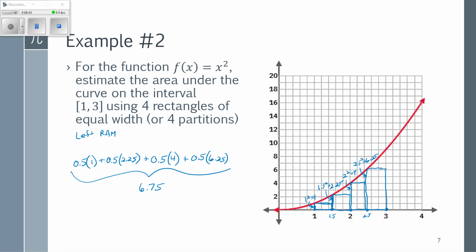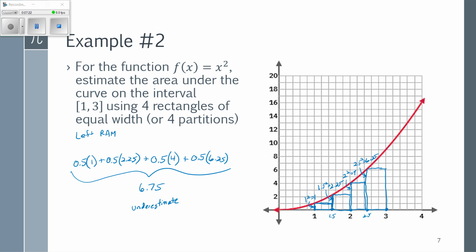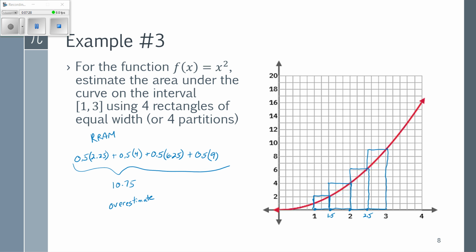So with LRAM, if I go back and look at my work here, all of my rectangles were underneath the function. I didn't cover all of the area. And so I can see, because the rectangles are underneath the function, this is an underestimate. But when I look at RRAM, all of my rectangles are over the function. I have too much area. And so the 10.75 is an overestimate. And what this allows me to now say is, while I know these are estimates, I know the exact area is going to be something that's between the 6.75 that was the underestimate with LRAM and 10.75, which was my overestimate with RRAM.